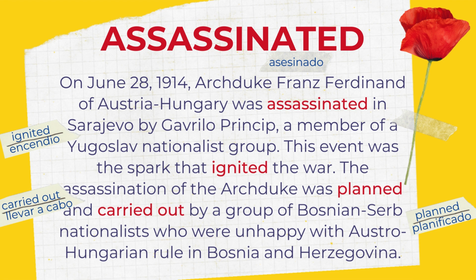The assassination of the Archduke was planned and carried out by a group of Bosnian Serb nationalists who were unhappy with Austro-Hungarian rule in Bosnia and Herzegovina. So assassinated, killed, gunned down, murdered, shot, executed.